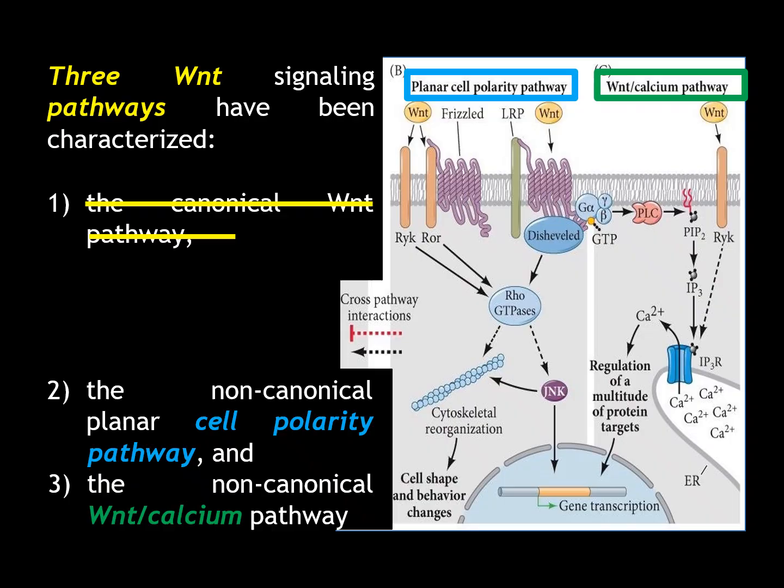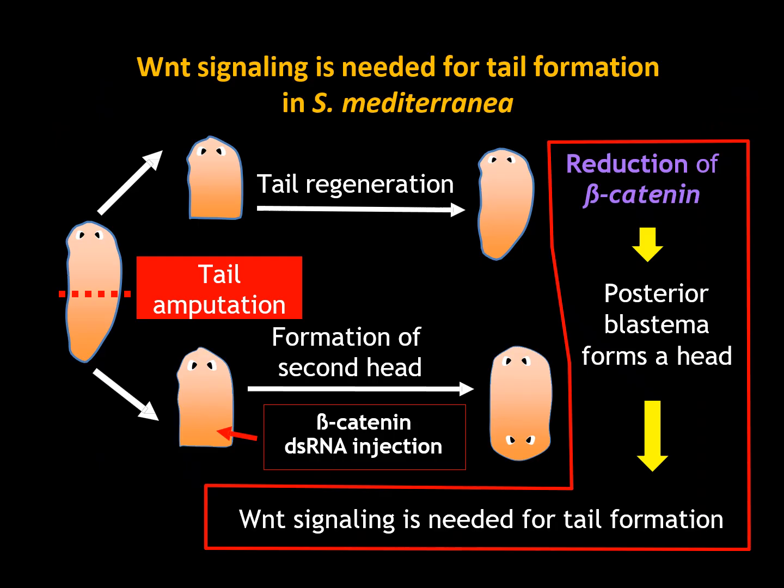Okay, let's move on to the next section. Here you can see another experiment that can give us a better picture of what is happening. Again, they did an experiment with a tail amputation, and here you have the two examples: the normal case, and here when you reduce the amount of beta-catenin with RNAi. In the normal case, you have the complete tail regeneration. Here you can get regeneration, but you get another head.